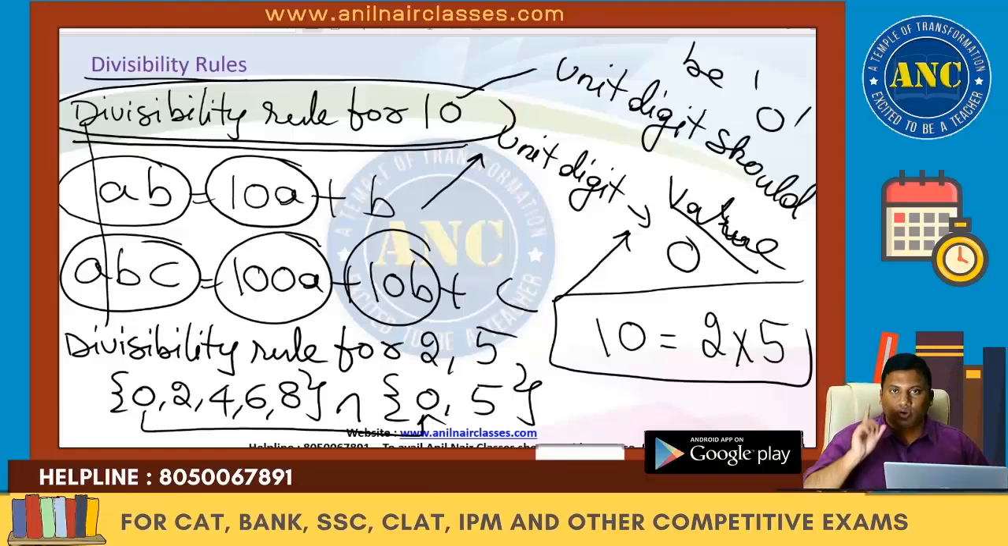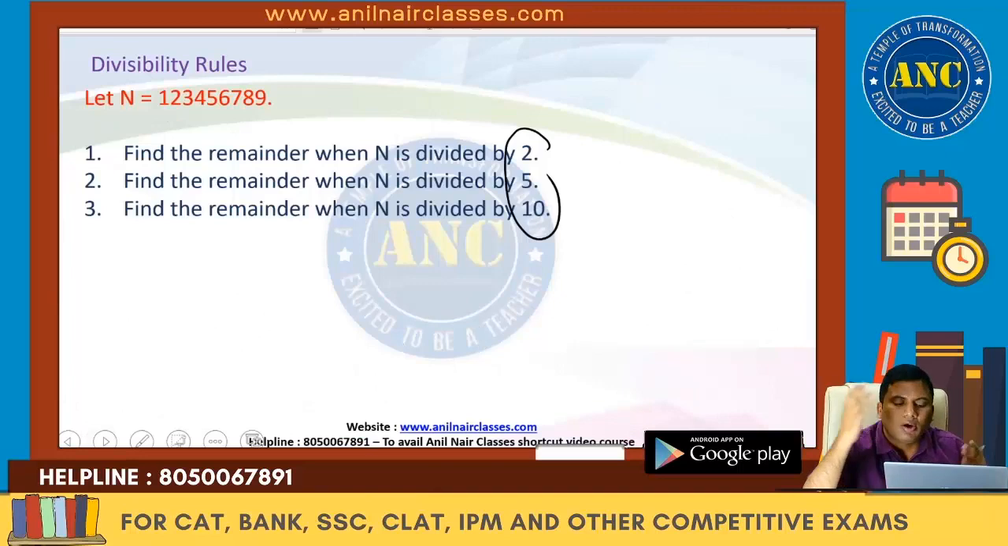Intersection of these two is only one value, that is 0. So the divisibility rule for 10 is that the unit digit should be 0. I hope the concept is clear. Now the questions can be solved very easily.